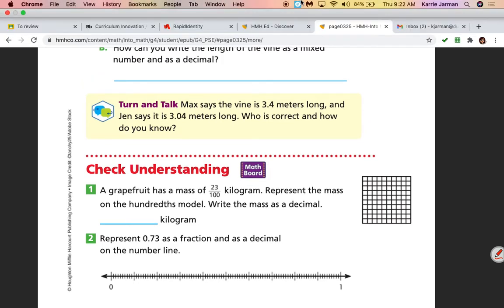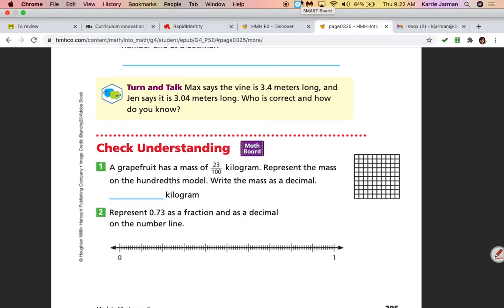Alright, so at the bottom of the page, number 1, a grapefruit has a mass of 23 hundredths kilograms. Represent the mass on the hundredths model. Write the mass as a decimal. So 23 hundredths is not a whole number, but we have 2 tenths and 3 hundredths, so we would shade in 2 rows. That's 10, 20, and then 1, 2, 3 hundredths. So that would represent 23 hundredths on the model, and then we would write it. We do not have a whole number, so we're at 0. Our decimal, we have 2 tenths shaded in, so 2 tenths and 3 hundredths.